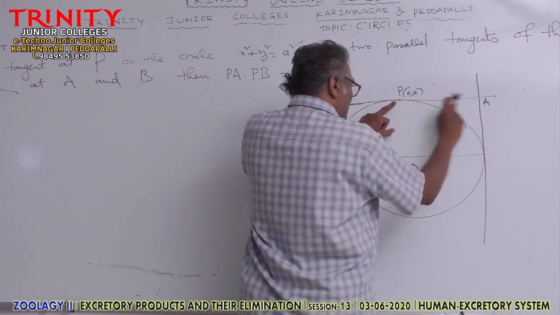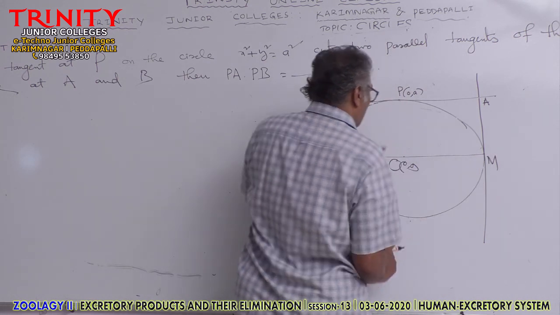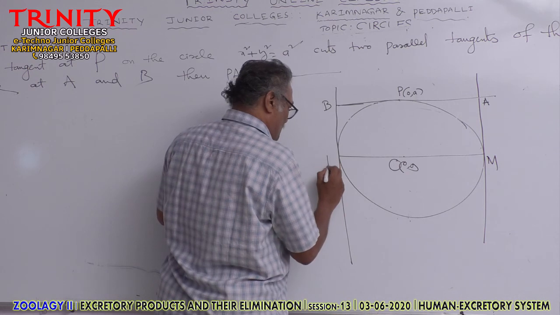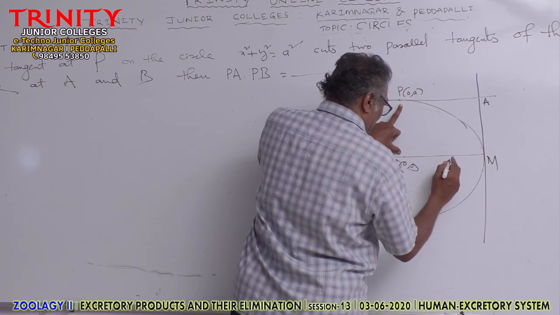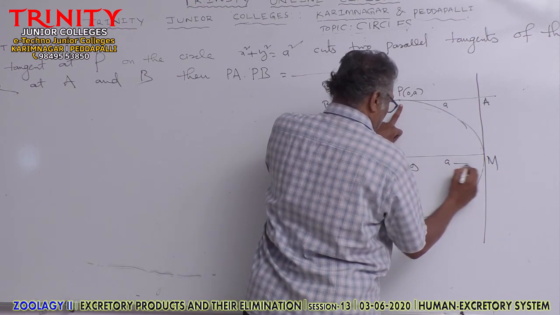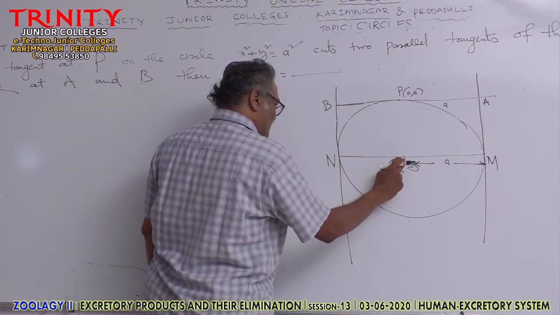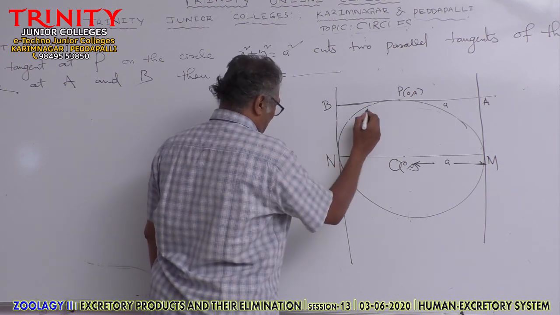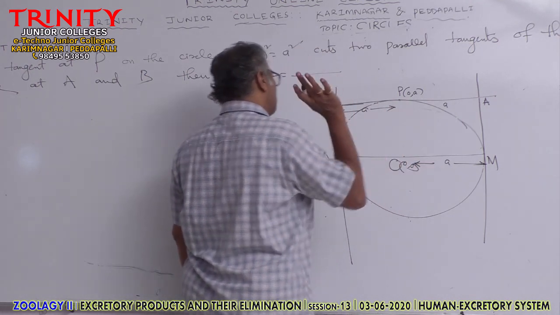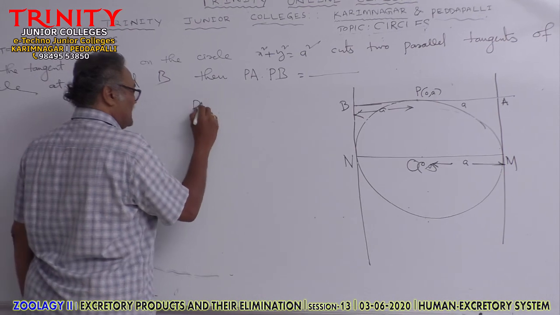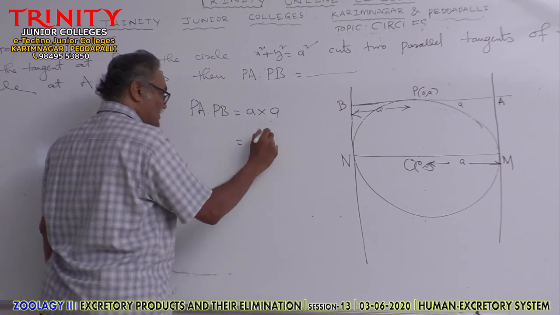Here PA equals OM and PB equals ON. Here PA equals, it is the radius of the circle, a. It is also a. Here PB equals ON, that is also radius a. So PA into PB equals a into a, that is equal to a square.